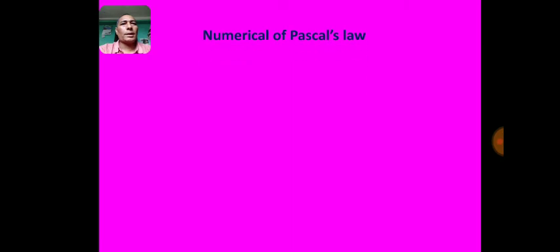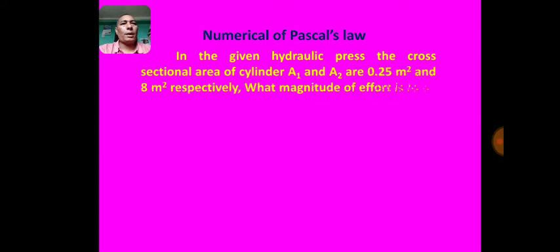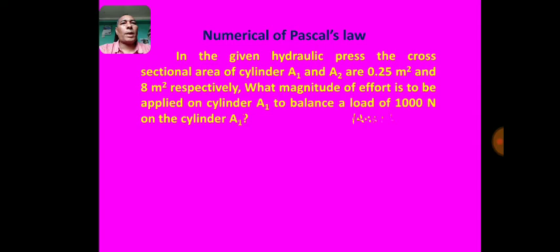Numerical of Pascal's law. In the given hydraulic press, the cross-sectional areas of cylinders A1 and A2 are 0.25 square meter and 8 square meter respectively. What magnitude of effort is to be applied on cylinder A1 to balance a load of 1000 Newton on the cylinder A2?